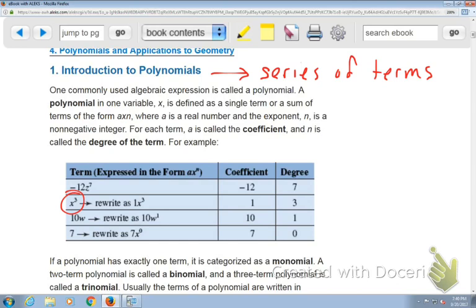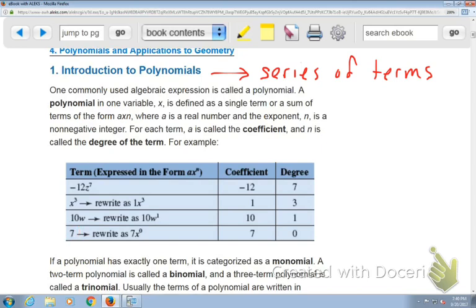X cubed, that's a term. What's the coefficient? 1. What's the power on the variable? So 3, right? So that's its degree. 10w, that's a term. So its coefficient is 10, its degree is 1. And finally 7. The coefficient there is 7. What's the power on the variable? There isn't one, right? So it's 0. So we say that is degree 0. Does that make sense? All right.